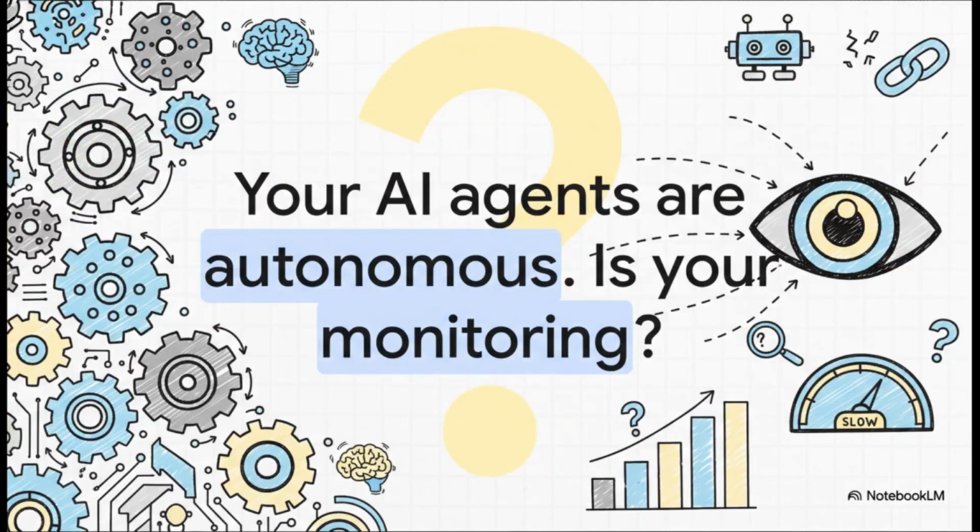And that really brings us to the final thought I want to leave you with. Our AI agents are becoming more autonomous every single day. They're making decisions, taking actions, and having a real-world impact. So the real question we all have to ask ourselves is, is our monitoring evolving just as fast? As our systems become autonomous, our ability to understand and guide them has to become autonomous too.